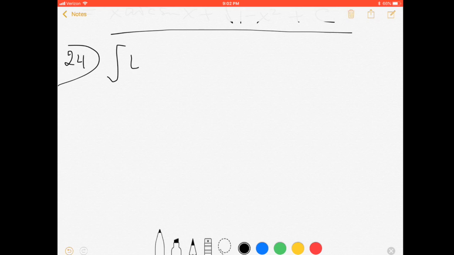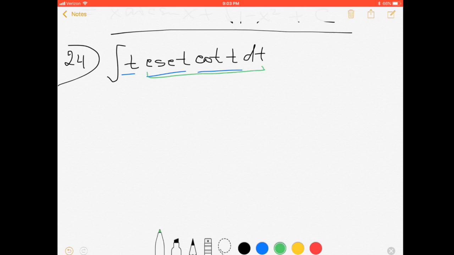Looks a little bit scary: the integral of t cosecant t cotangent t dt. Before, we solved examples with only one term; here it looks like we have three functions. But these two functions we're treating together with dt, because we're smart and we remember the table of derivatives.